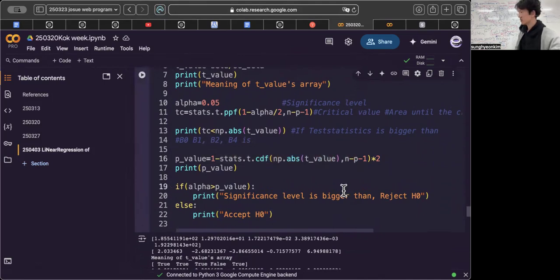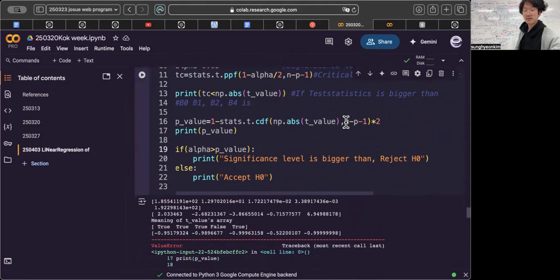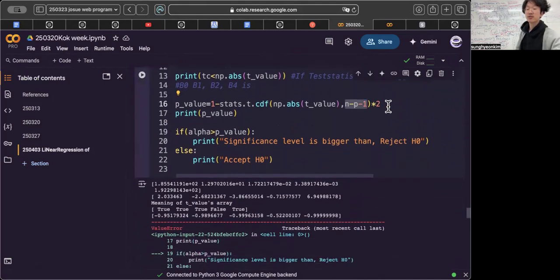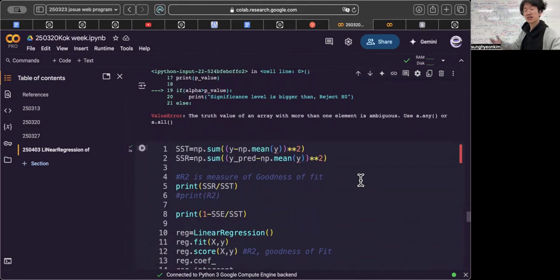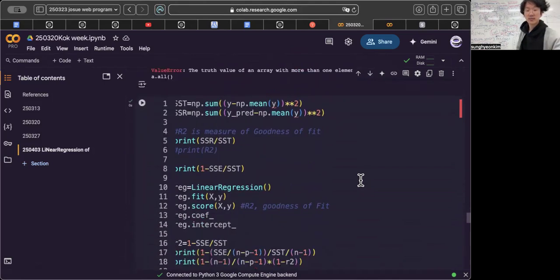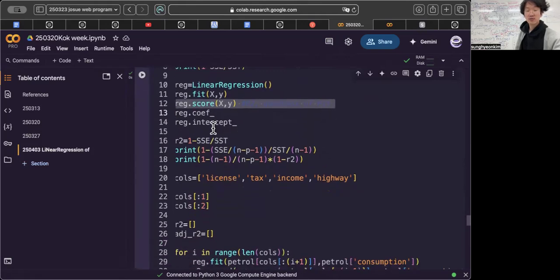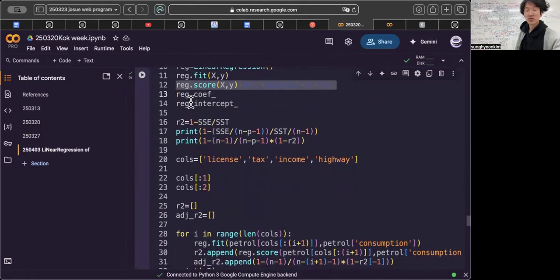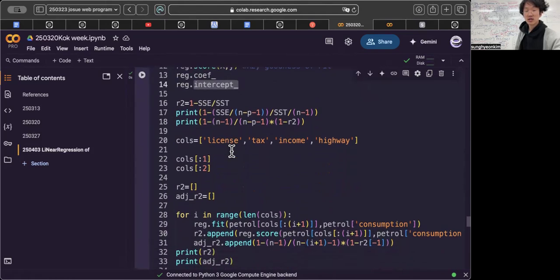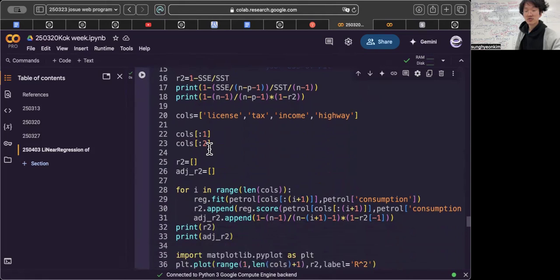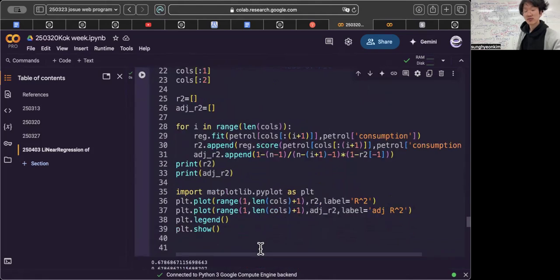with the critical value and the degrees of freedom, and we should multiply it by 2 because it is a two-sided calculation, and we can check goodness of fit. This is checking with R square, and we can check the coefficient and intercept. The coefficient will be beta 1, the intercept will be beta 0, and we can calculate R2 and adjusted R2 using SSE and SST. We reflect the degrees of freedom.